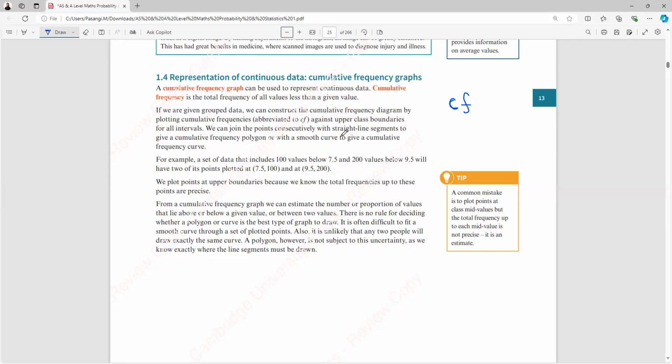consecutively with straight line segments to give a cumulative frequency polygon, or with a smooth curve to give a cumulative frequency curve as well. That's what they have given. Now, for example, a set of data that includes 100 values below 7.5 and 200 values above 9.5 will have two of its points plotted at this amount. For example, they have given this kind of a scenario.